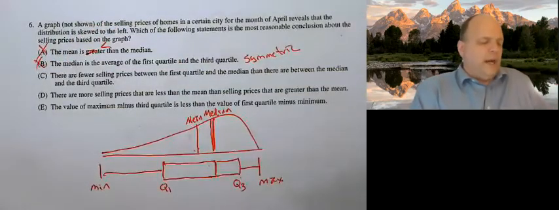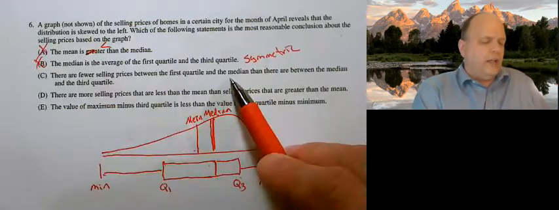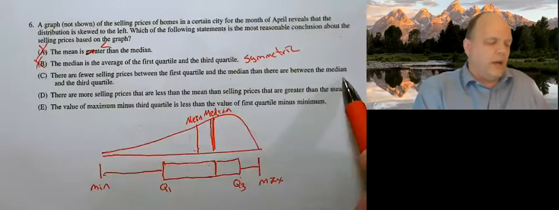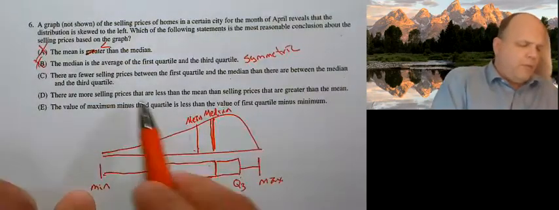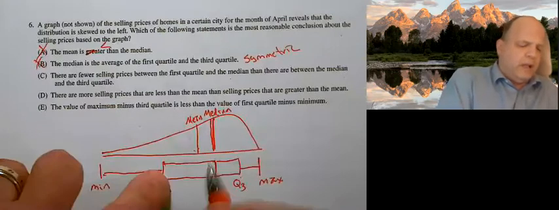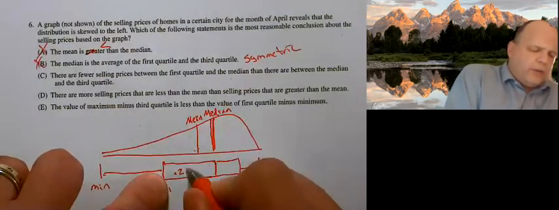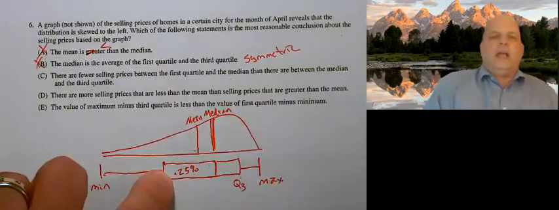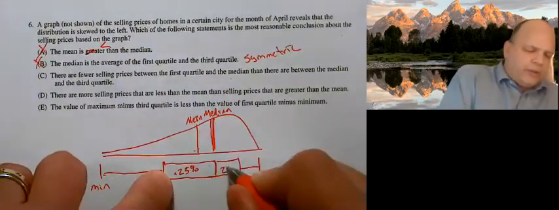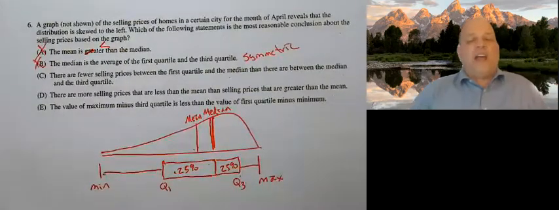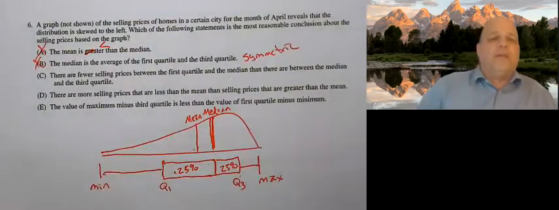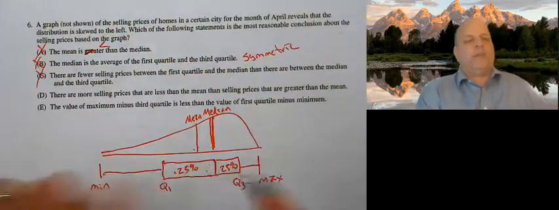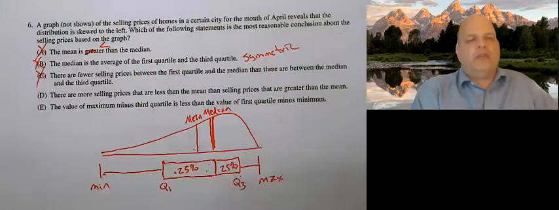There are fewer selling prices between the first quartile and the median than there are between the median and the third quartile. Well, this is 25%. So 25% of my selling prices are here, and 25% of my selling prices are here. So that's actually the exact same number of values. It's spread out, but it's the same percentage.